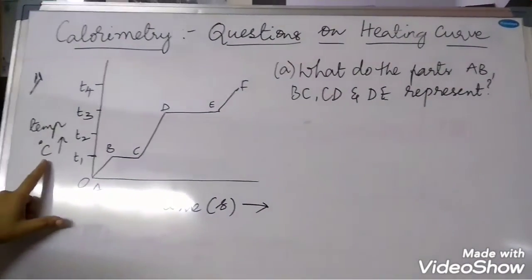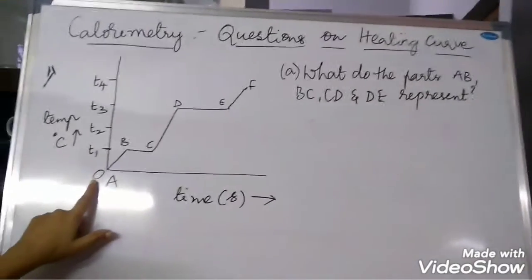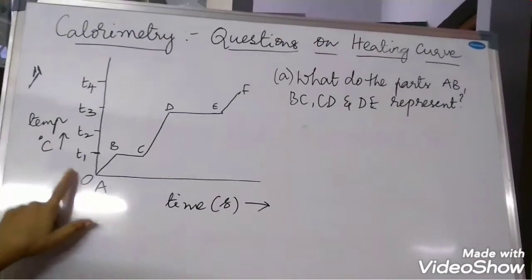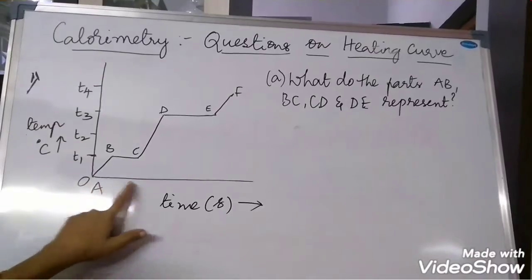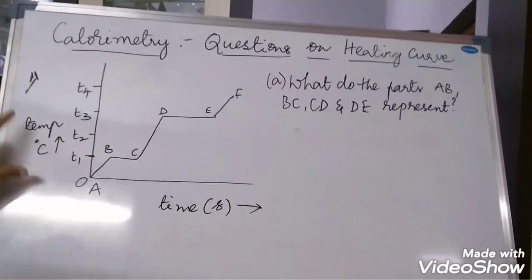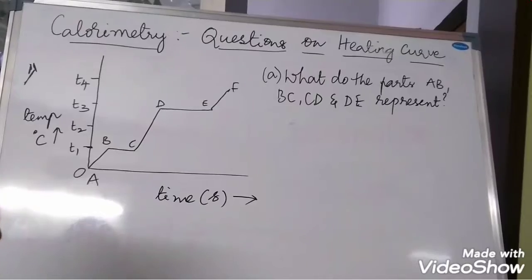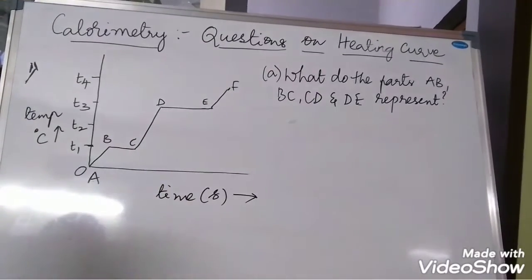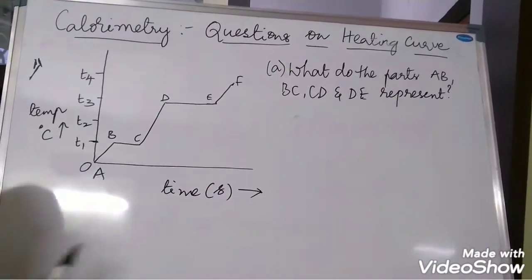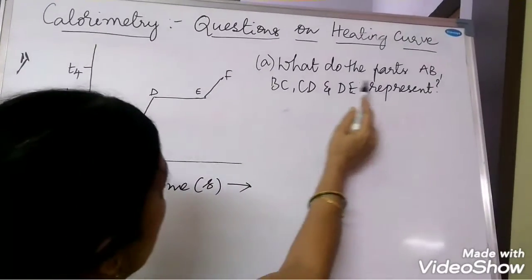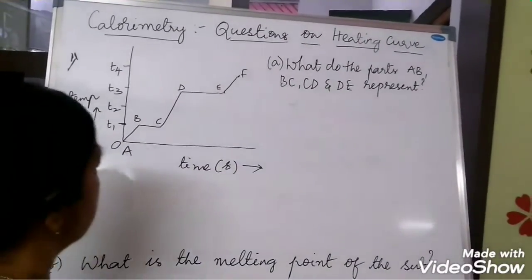I have a graph here, temperature time graph. You can observe that the temperatures are marked as 0, T1, T2, T3 and T4 and there is change in time. Now on the y-axis I have taken temperature, on x-axis I have taken time. Now let us try to interpret this graph. What are the questions given for this problem? Now first question is, what do the parts AB, BC, CD and DE represent?